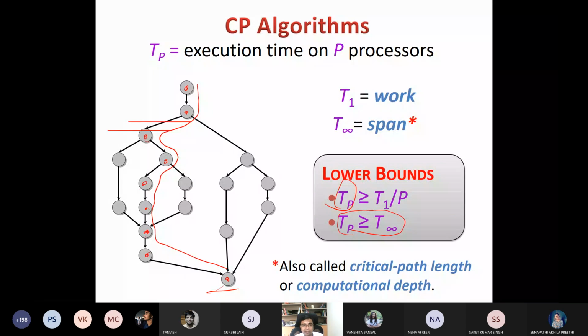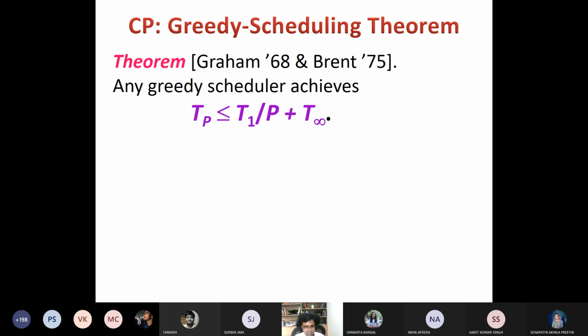Because that is the critical path, the longest path. Like the diameter, here also it is the same thing, the longest path. The longest path will take that much time. Definitely TP, the execution time on P processors, will not be less than the critical path.